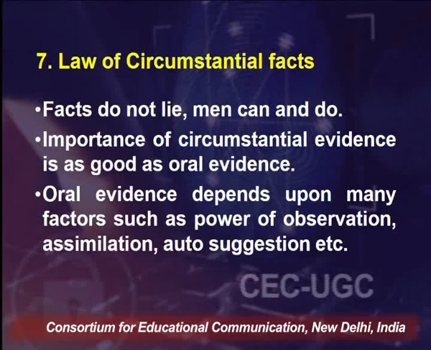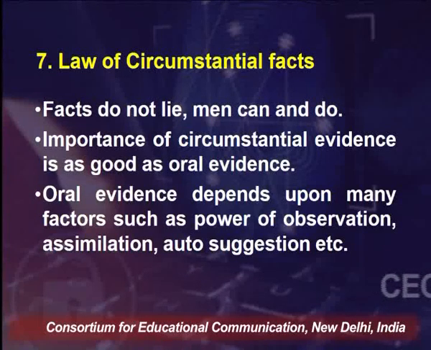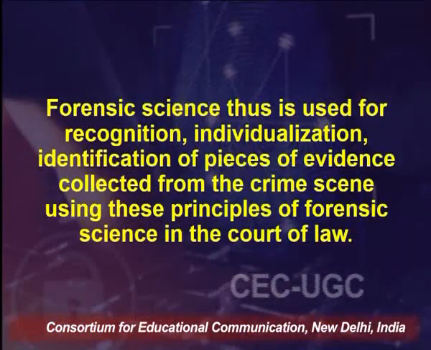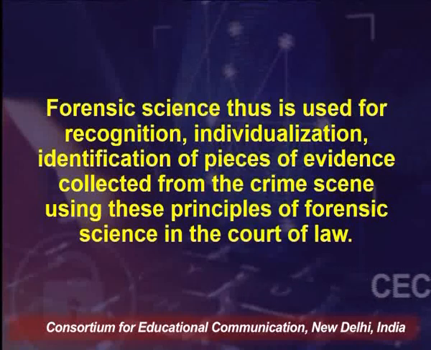Now, the seventh law or principle is the law of circumstantial facts. Facts do not lie. Man can and does. The importance of circumstantial evidence is as good as real evidence. Oral evidence depends upon many factors such as power of observation, assimilation, autosuggestion, etc. So, circumstantial evidence is also considered along with the analysis of physical evidence. Going forward, forensic science is thus used for recognition, individualization, and identification of pieces of evidence collected from the crime scene, using these principles of forensic science in the court of law.